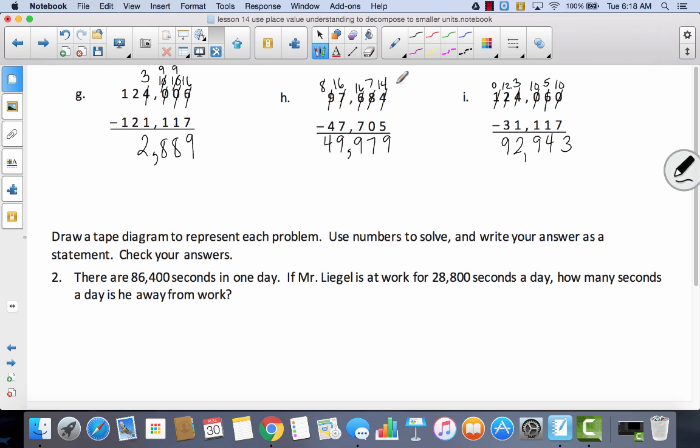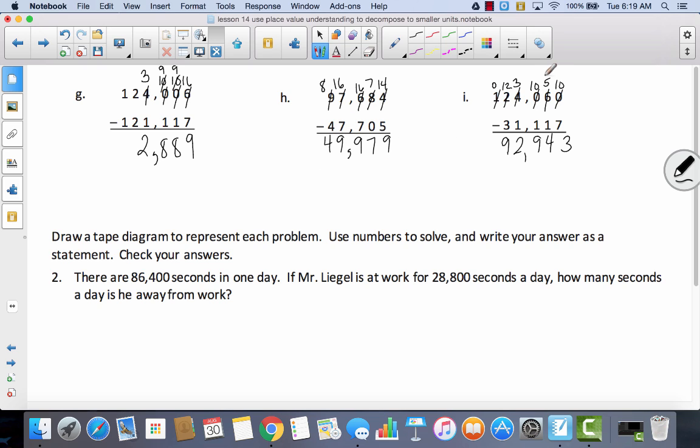Again, I just went through every place to see if I was ready to subtract. I needed to unbundle to be able to subtract in the ones place. I didn't need to do anything to subtract in the tens place. I did need to unbundle for the hundreds and also for the thousands. So then when I subtract, this was the difference that I got.